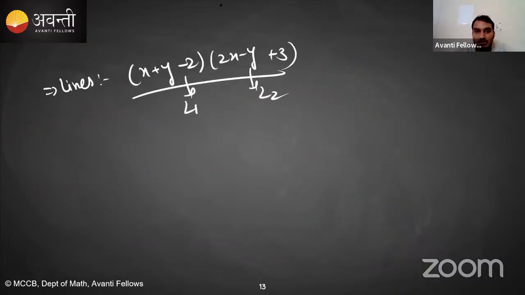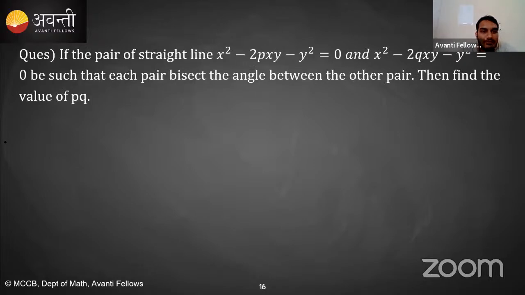Okay, next question. The question is: if the pair of straight lines x square minus 2pxy minus y square is equal to 0 and x square minus 2qxy minus y square is equal to 0 are such that each pair bisects the angle between the other pair, then find the value of p. The question is very important conceptually. Did you understand this question?